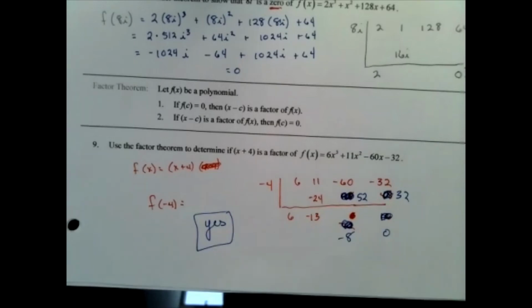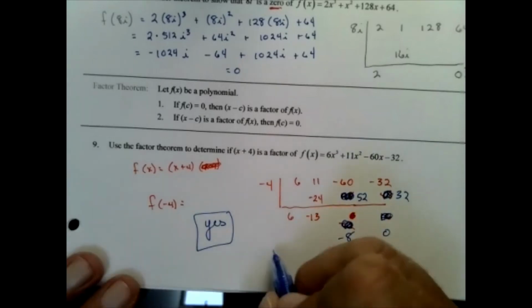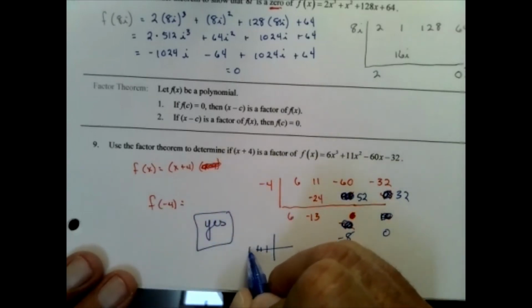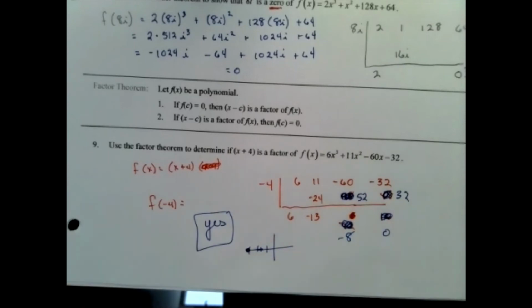Its y value is 0. On my graph, I know that. This is -4, 1, 2, 3, 4. That is a 0. That is a y-intercept.